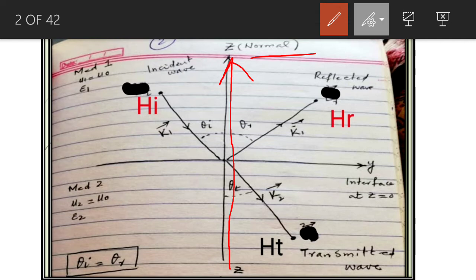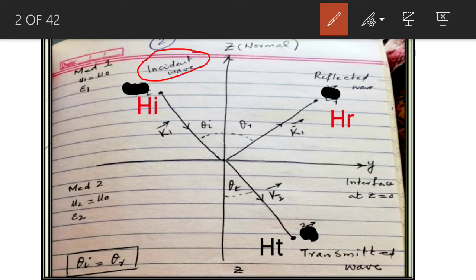So we consider the incident wave. Here is the incident wave. The propagation constant of the incident wave is k1, and this incident wave makes an angle of theta i with respect to normal.